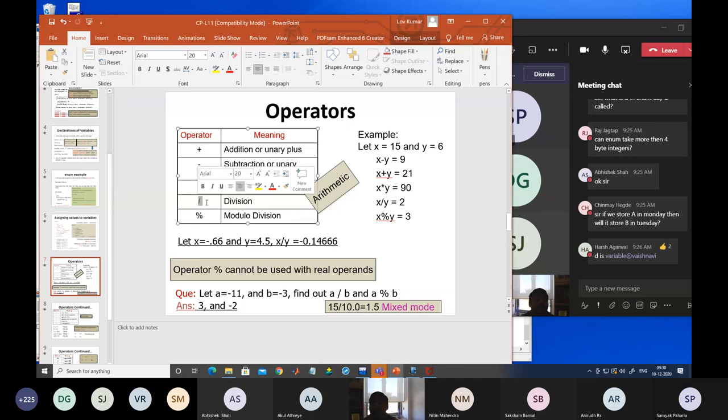Division means it will only return the quotient value. If you write 15 divided by 6, it will only return the integral part. It will not return the float part. Okay, this is also a very important point. Whatever values you use, as for example, this is an integer, this one is also an integer, then whatever expression you write, the output is always integer.